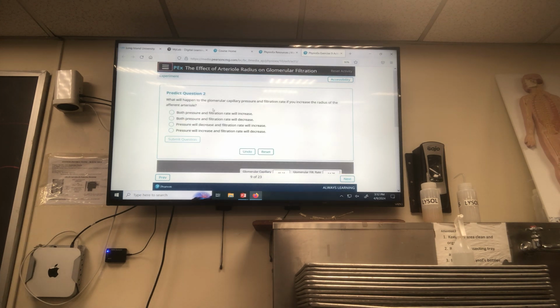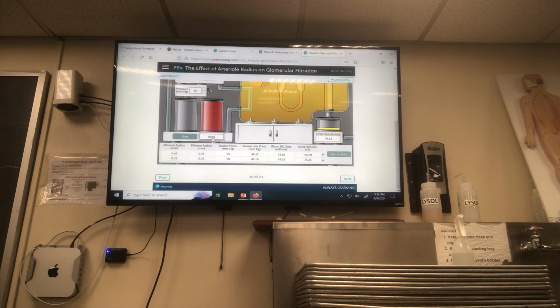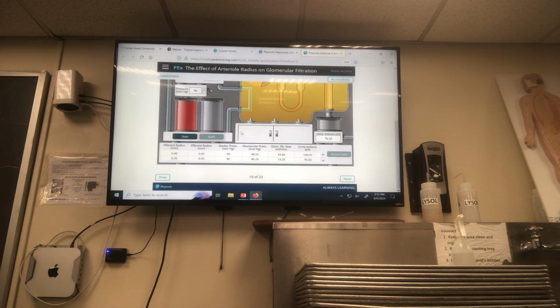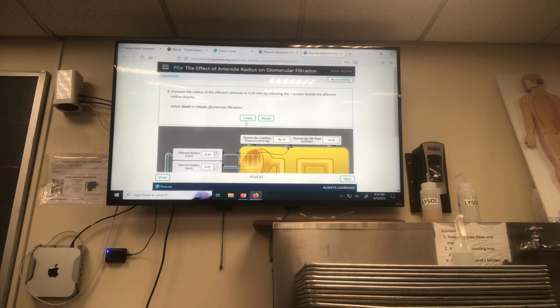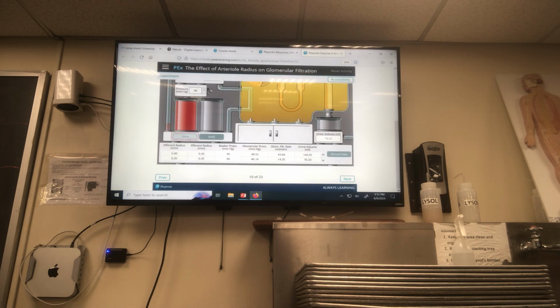A question. What will happen to the glomerular capillary pressure and filtration rate if you increase the radius? So both pressure and filtration rate will increase. So now we're going to be doing this up to 0.55. So now let's increase it. Press refill first. And let's increase the afferent arteriole up to 0.55. Click on start.